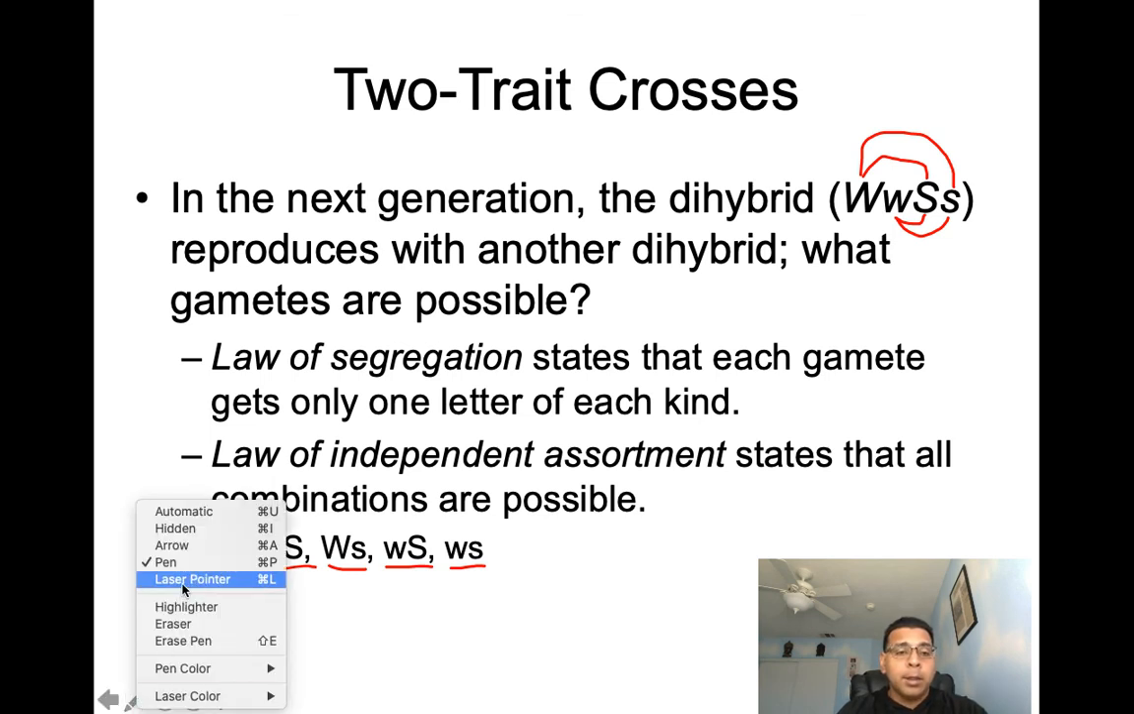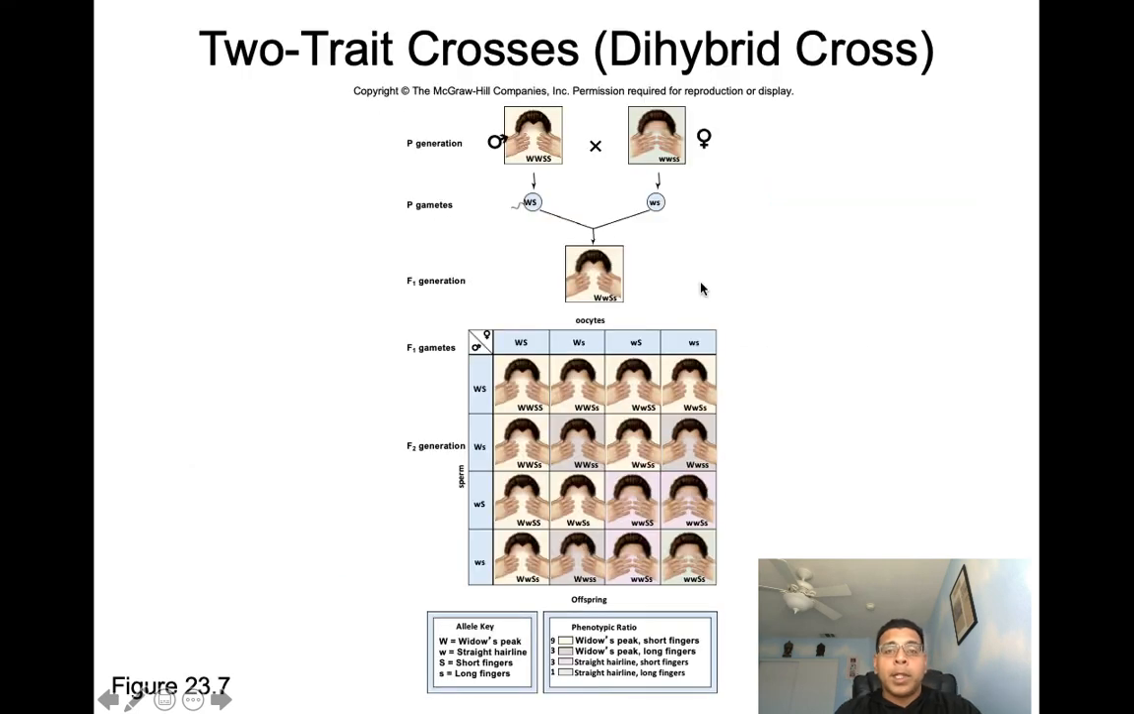So here we can see what happens if this F1 generation mates with somebody else with the exact same genotype. Here we can see all the possible gametes: capital W capital S, capital W lowercase s, lowercase w capital S, lowercase w lowercase s, and the same thing with the other parent. When these two combinations come together, they give this genotype here: capital W, capital W, capital S, and capital S.